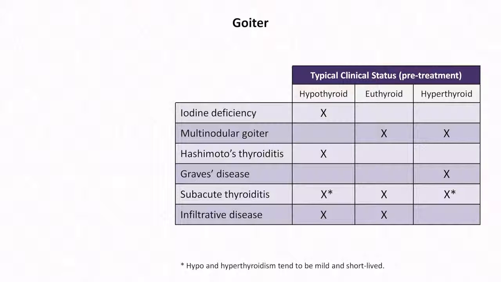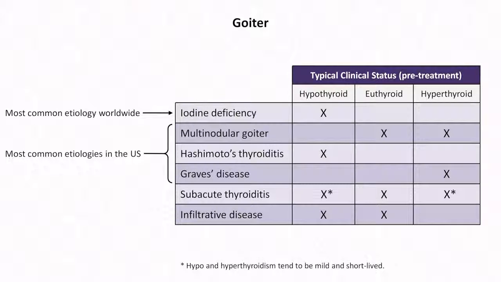Before we move from this chart, I just want to point out that iodine deficiency is the most common etiology of goiter worldwide, while goiters in the US are typically caused by either multinodular goiter, Hashimoto's thyroiditis, or Graves' disease. And although subacute thyroiditis doesn't necessarily lead to an obvious goiter in all cases, it is the most common etiology of a tender goiter when one exists.